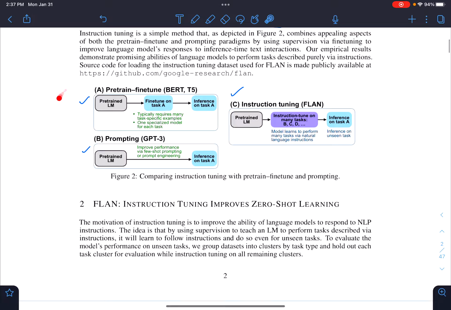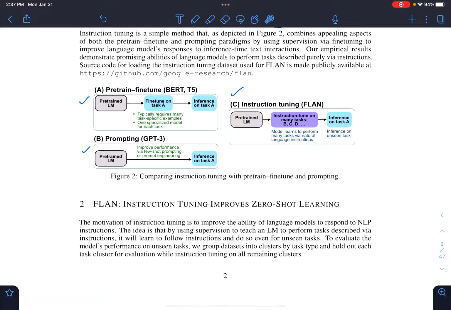So this is the gist of the different methods they are comparing against FLAN. Pre-train fine-tune, like BERT and T5. Here they have a pre-trained model and then they specifically fine-tune on a task and infer it on the same task. For GPT-3, there is no fine-tuning and it is directly inferred via few-shot. So they just use few-shot prompting to infer the task.